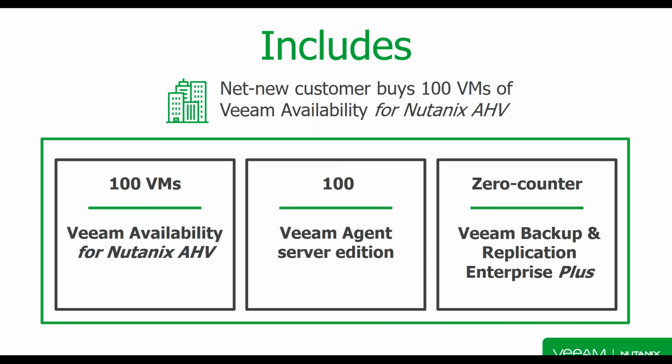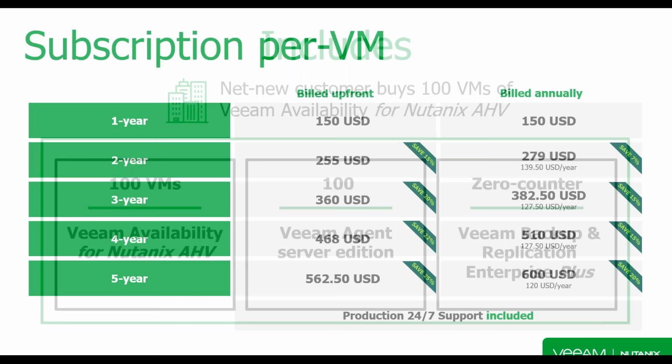So it's more on a subscription per VM. If I want to support 100 VMs, we're going to ship you the 100 VMs AHV licenses, 100 agents just to be sure, and a 0 counter Backup and Replication Enterprise Plus license all in one shot. So it's no additional SKUs. It's no, one from here, one from there. It just comes inclusive. Whether you need the agents or not, you'll get them, which is kind of nice.